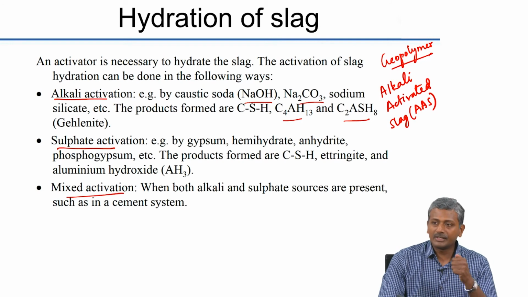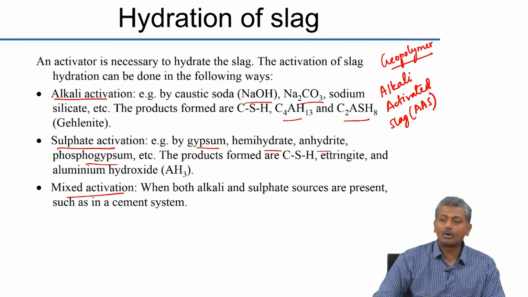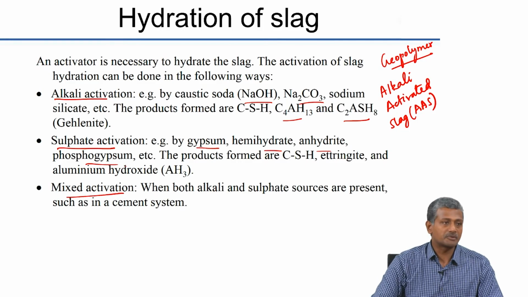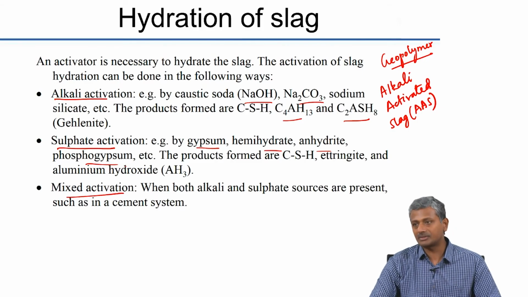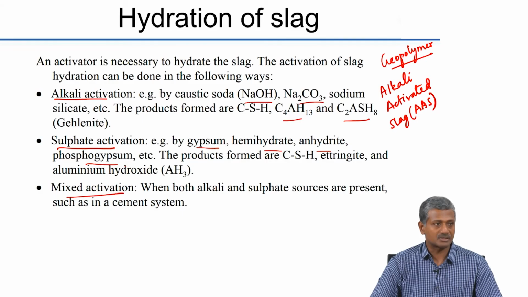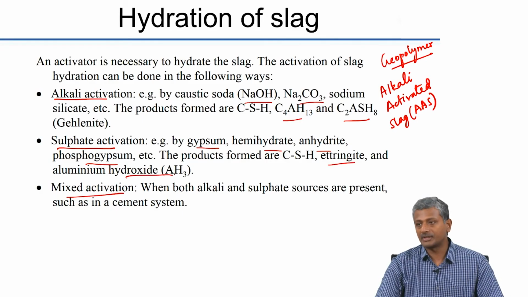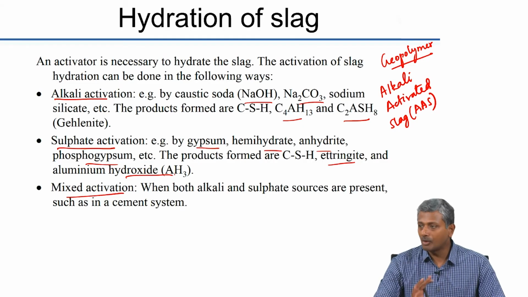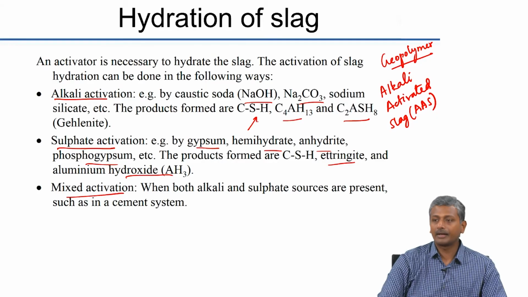Sulfate activation leads to the production of slightly different kind of products. You can activate it using gypsum, hemihydrate, anhydrite, or other alternative forms of gypsum like phosphogypsum, and the products that are forming obviously will include CSH, that has to form in all cases involving slag, but in this case you may form ettringite and aluminum hydroxide. Okay, so, you form a completely different hydration assemblage as opposed to the case of alkali hydration.